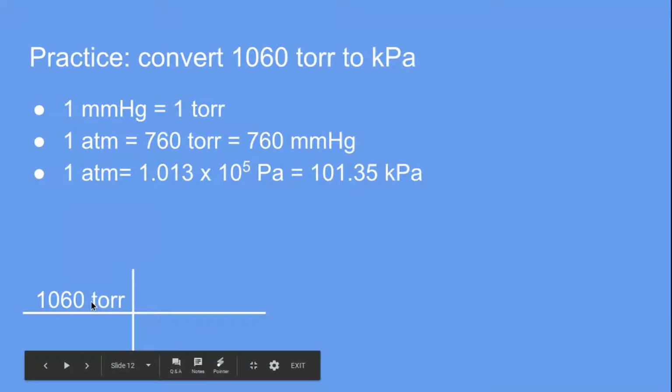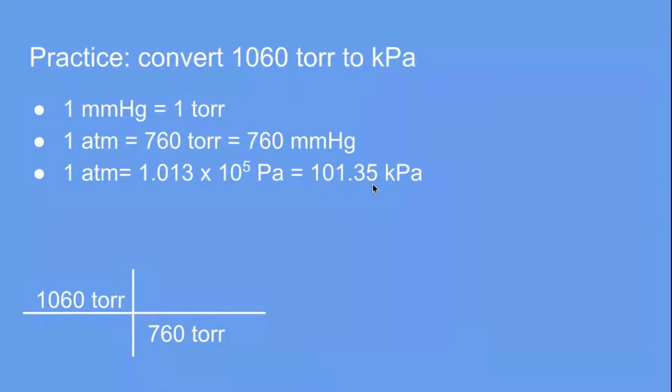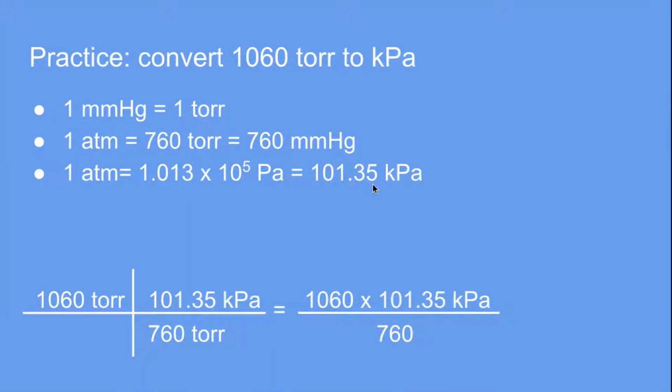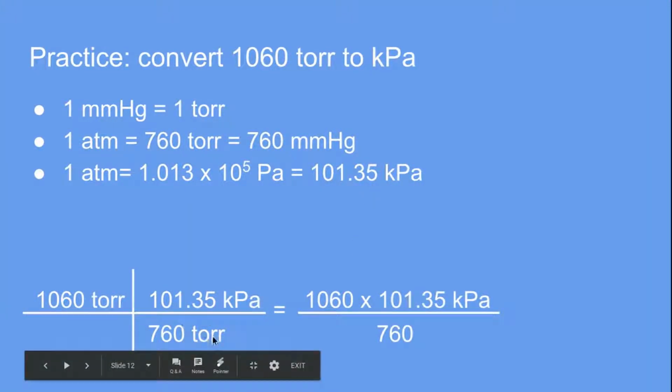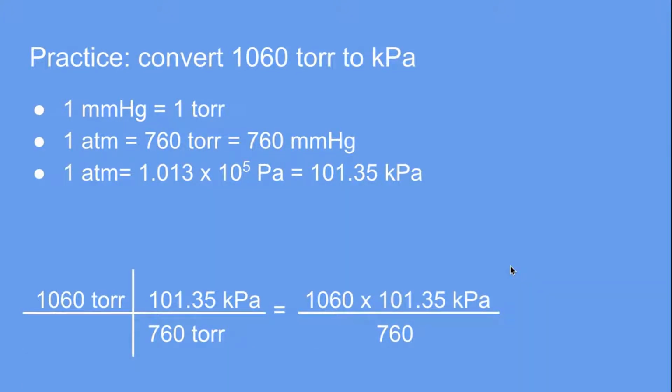We start with torr on the top left, which means that my new torr of the conversion factor will go to the bottom right. And remember that 760 torr is equivalent, is the same as 101.35 kilopascals. So I've set up my table. This way I'll simplify it and say that my torr top to bottom will cancel, and I'm left with 1060 times 101.35 kilopascals, all divided by 760. And you can use a calculator for this, and once you do, you get the result of 141.36 kilopascals.